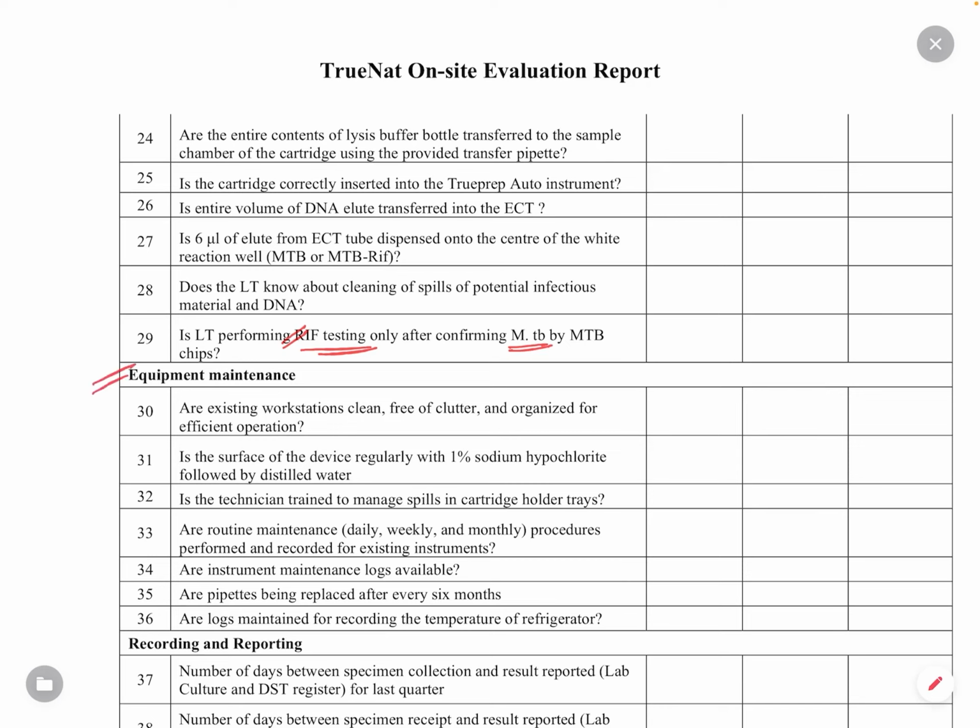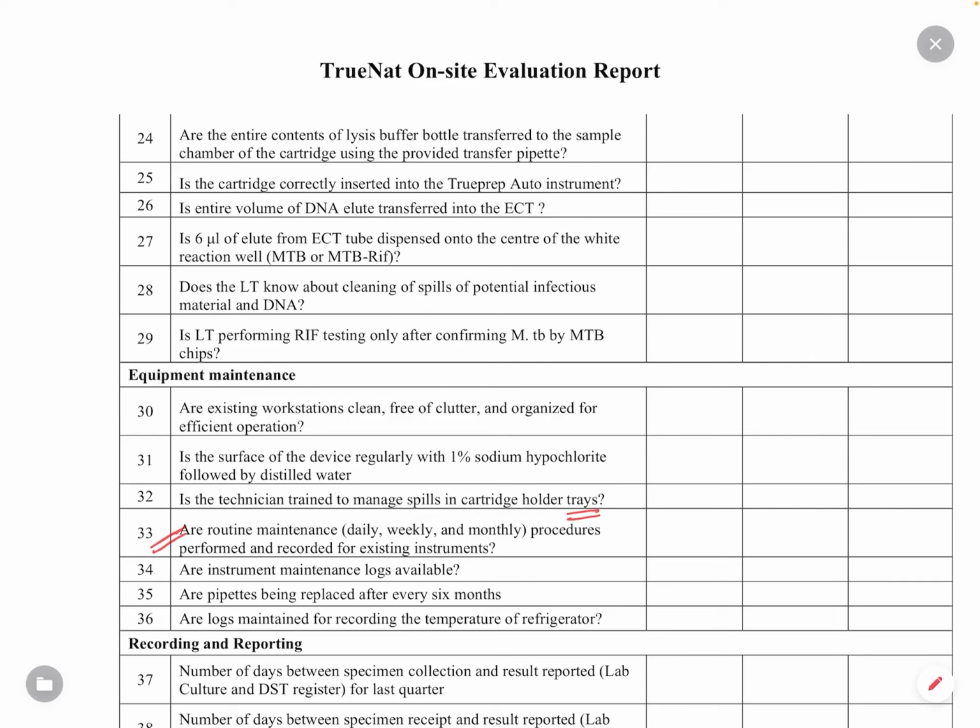So you have to keep your equipment space clean. Then in the maintenance, we already saw the maintenance chart logbook. So you have to clean the surface of the device. Preferably you can use 70% alcohol, and you should be able to manage any spills in the cartridge holder. We already saw in part 2 how to change the cartridge holder tray if it is contaminated.